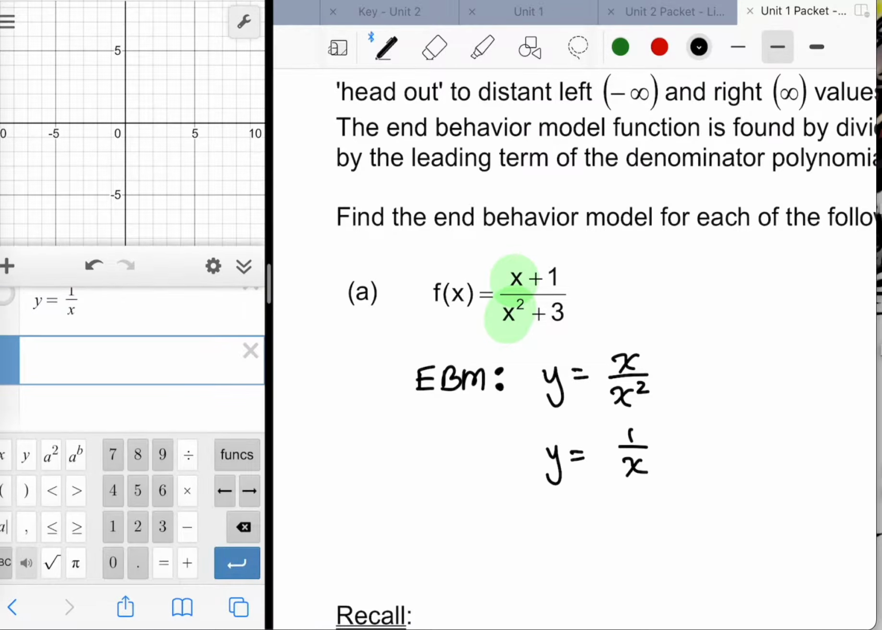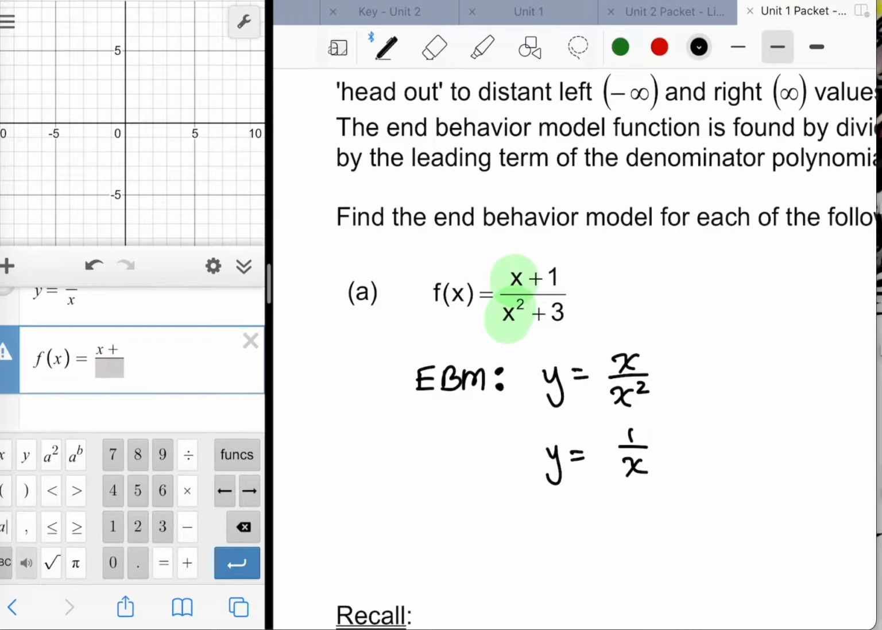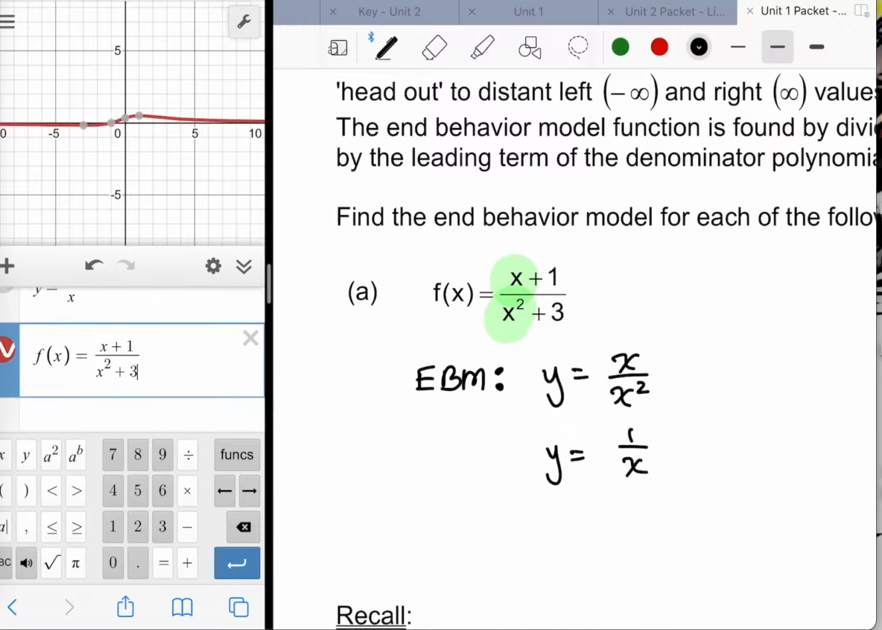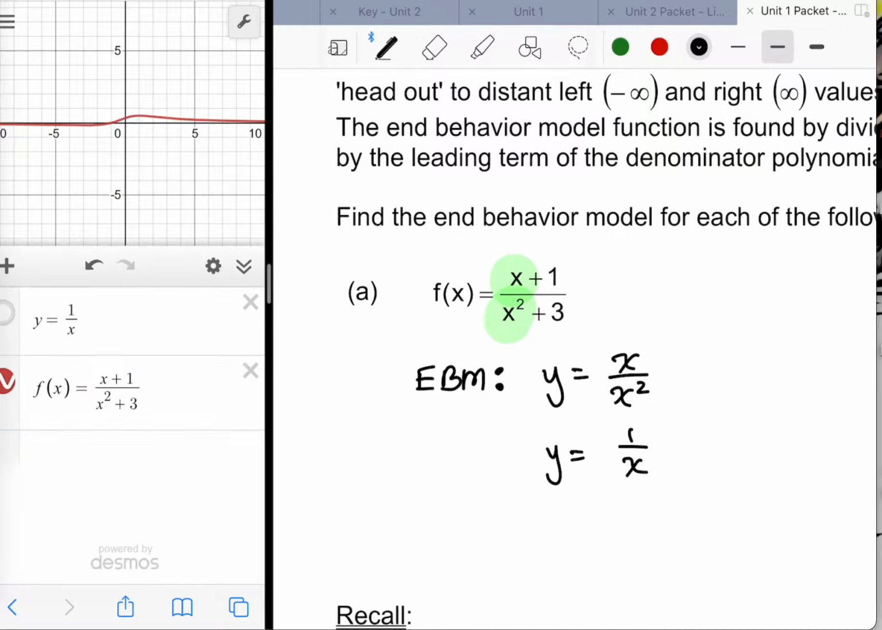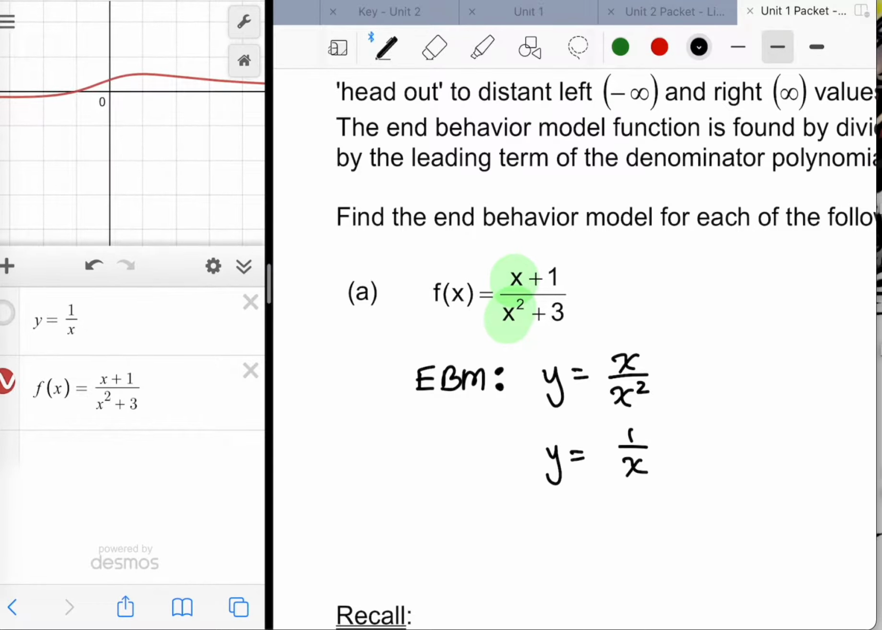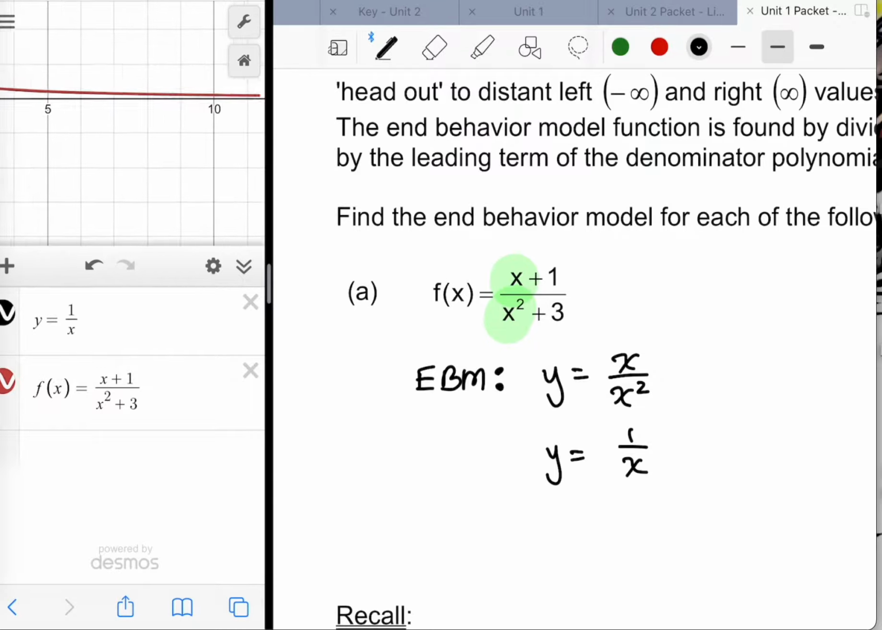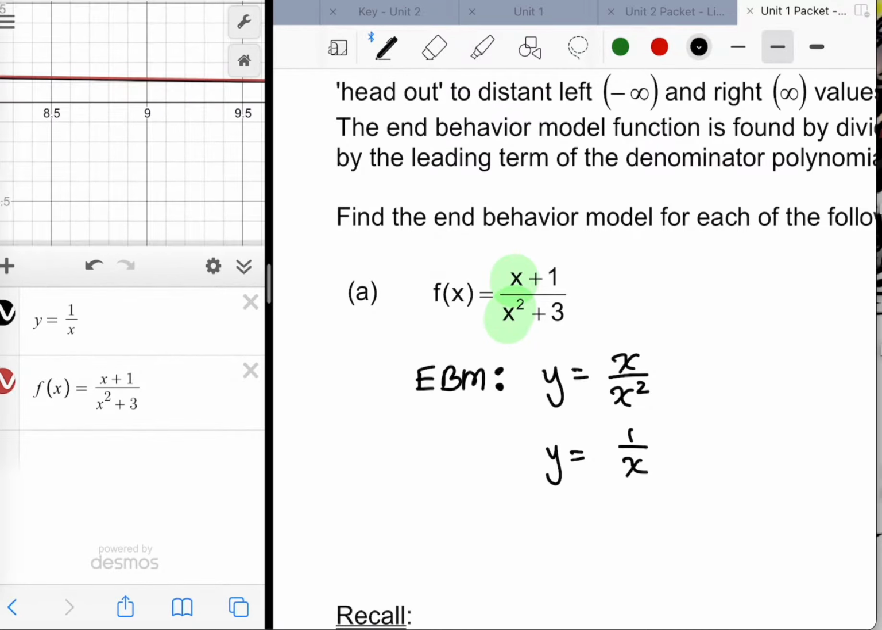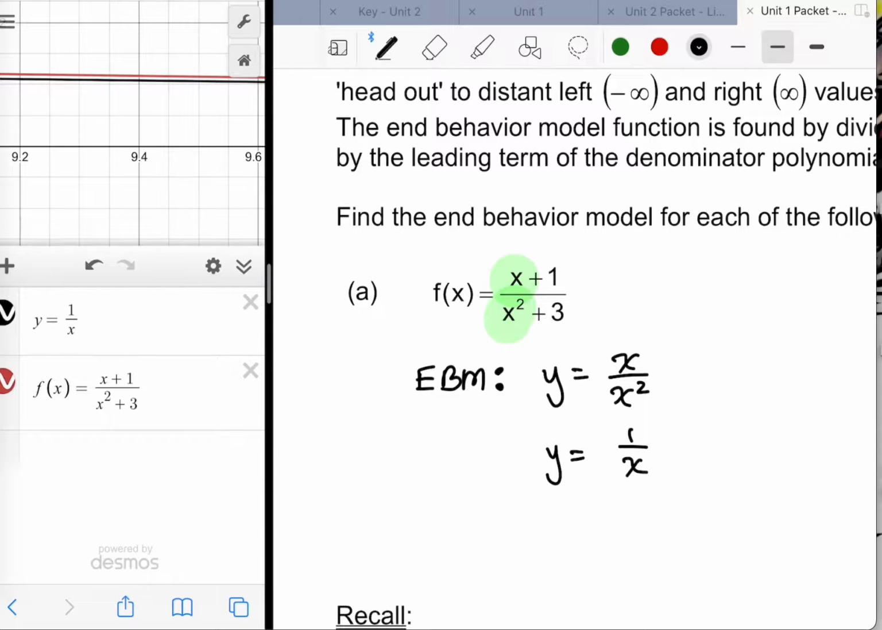So let me turn that off and take a look at the original function. I'll put it in as f of x: the fraction x plus 1 over x squared plus 3. Two vastly different looking functions around 0. They don't look anything alike. In fact, I'll turn the other one on. Around the y-axis, they look nothing alike. How can you use one to estimate the other? But as you go out to infinity, you see that they've practically merged. Now, they haven't quite merged, but they're pretty dang close.